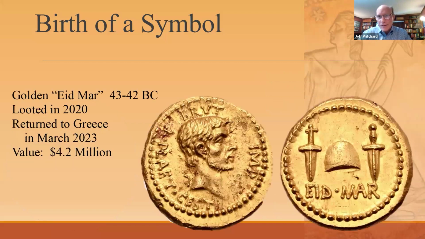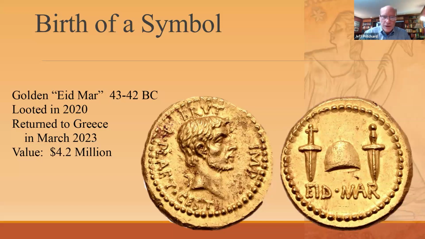Now, it's a quick side note, but there's actually a golden version of that coin, the gold aureus. And there are only 3 known examples of this. And whereas that silver Brutus denarius was intended for general circulation, the gold aureus was intended as a kind of presentation piece for high-ranking officials.